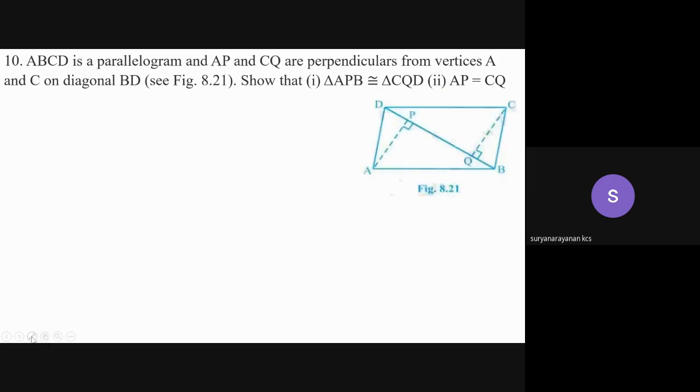Observe this figure carefully, my children. 8.21. ABCD is a parallelogram. Immediately mark the opposite sides equal. Opposite sides are equal in parallelogram ABCD. Which sides are equal in this parallelogram? Tell me. AB equal to DC and AD equal to BC.